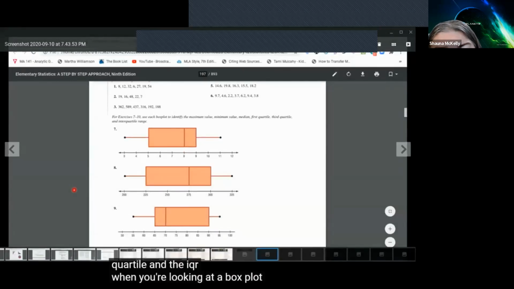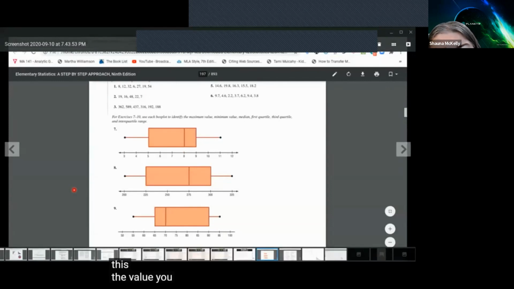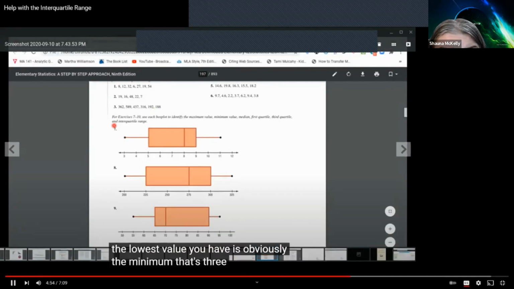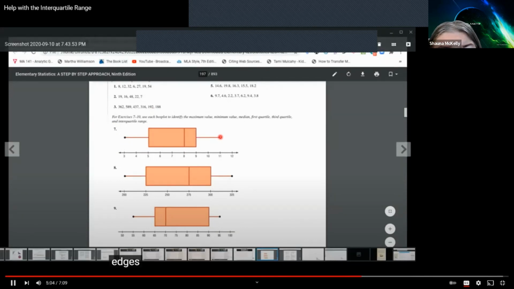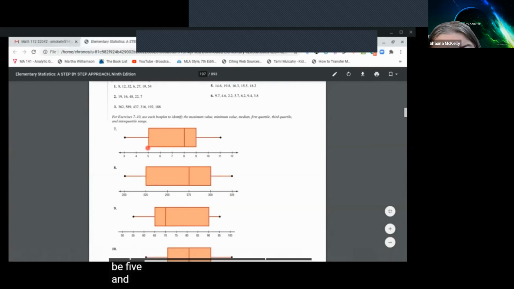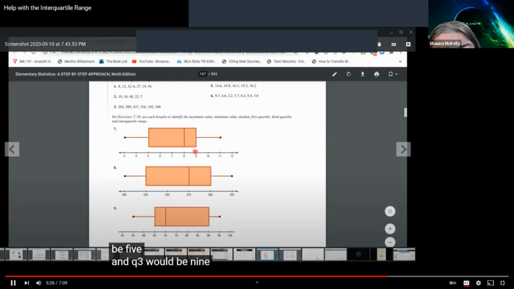When you're looking at a box plot like this, the lowest value you have, so if you look at number 7, the lowest value you have is obviously the minimum, that's 3. The highest value you have is 11 over here. The edges of your rectangle, the left edge here and the right edge here, are Q1 on the left and Q3 on the right, respectively. So Q1 for number 7, for example, would be 5, and Q3 would be 9. Once again, Q1 would be 5, Q3 would be 9.